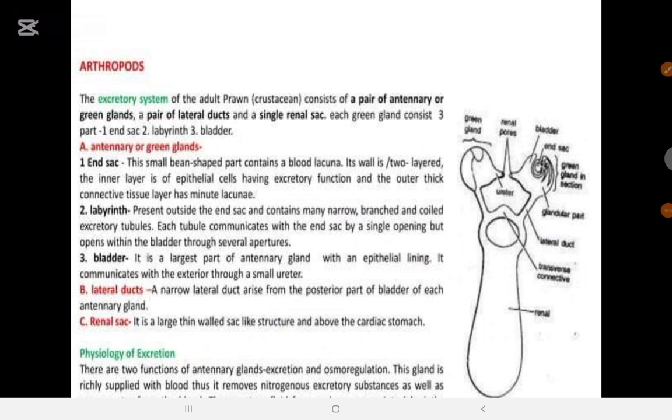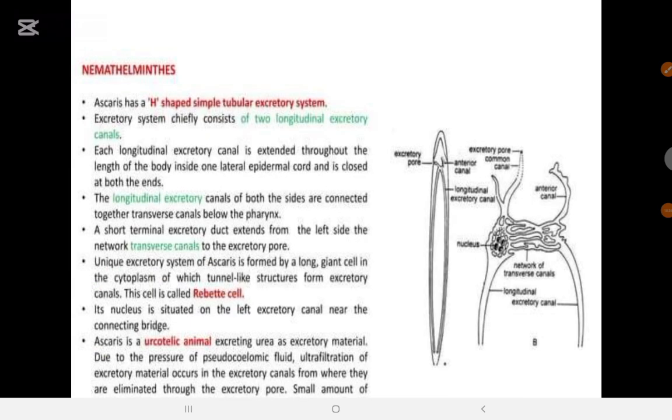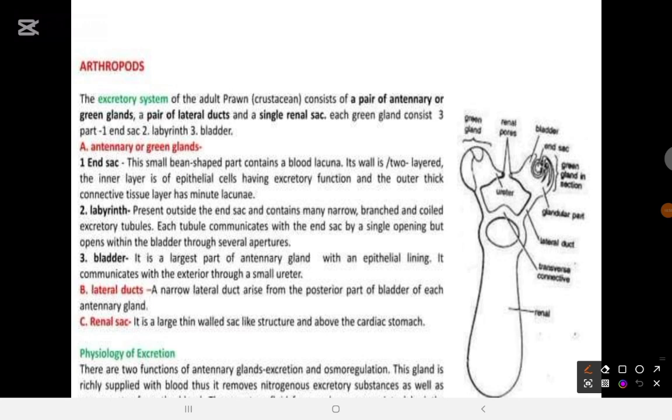But the other arthropods, such as the prawn, for example, now the excretory system of the adult prawn, which is a crustacean, is a class of the arthropods. They are called crustacean. The word crust means hard. Is that okay? So they are crustaceans, and their excretory system consists of a pair of antennary or green glands and a pair of lateral ducts and a single renal sac.